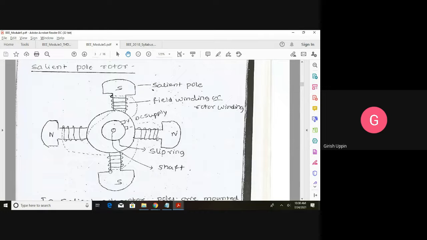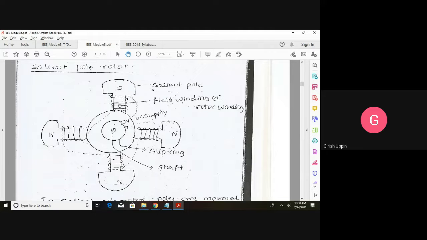So you can see the field winding, one end is connected to the brush. These are the slip rings. This is the shaft, the rotor shaft. On top of that we have two slip rings. On the two slip rings we have brushes. And you can see the brush is connected to this winding. So we have this winding.